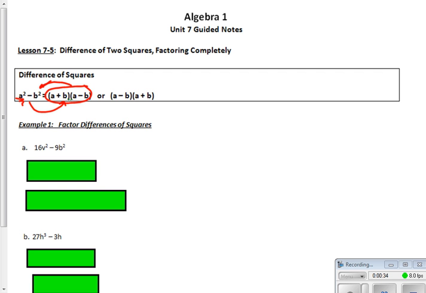Another way to write a plus b and a minus b is you can simply write it in that fashion as well, a minus b, a plus b. Both are saying the same thing.